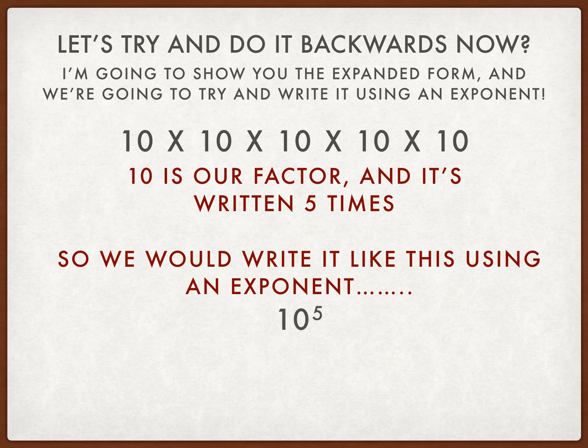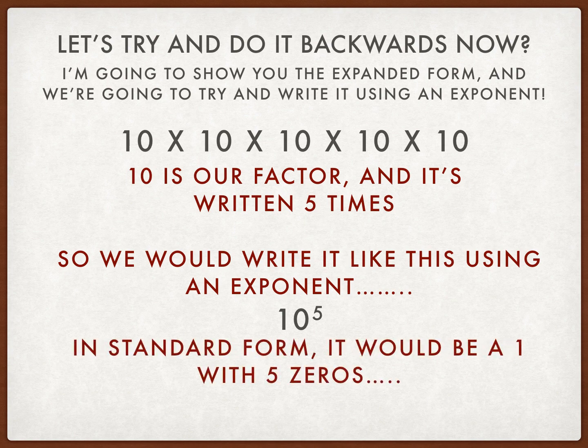Again, if you look at that first part where it said 10 times 10 times 10 times 10 times 10, 10 was our base, and it was written 5 times, so we know the exponent needs to be 5. In standard form, it would be a 1 with 5 zeros because that 10 was written 5 times. So a 1 with 5 zeros, which is equal to 100,000.